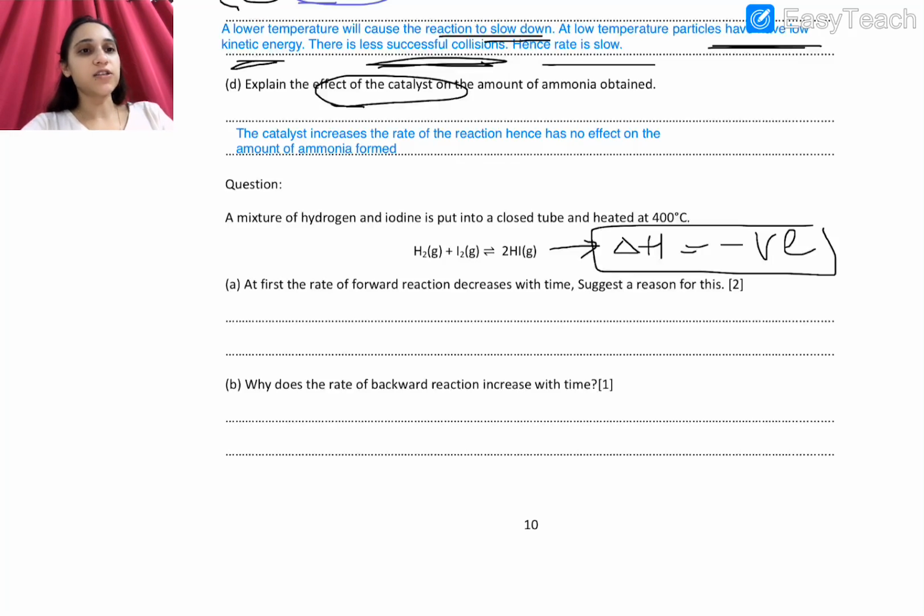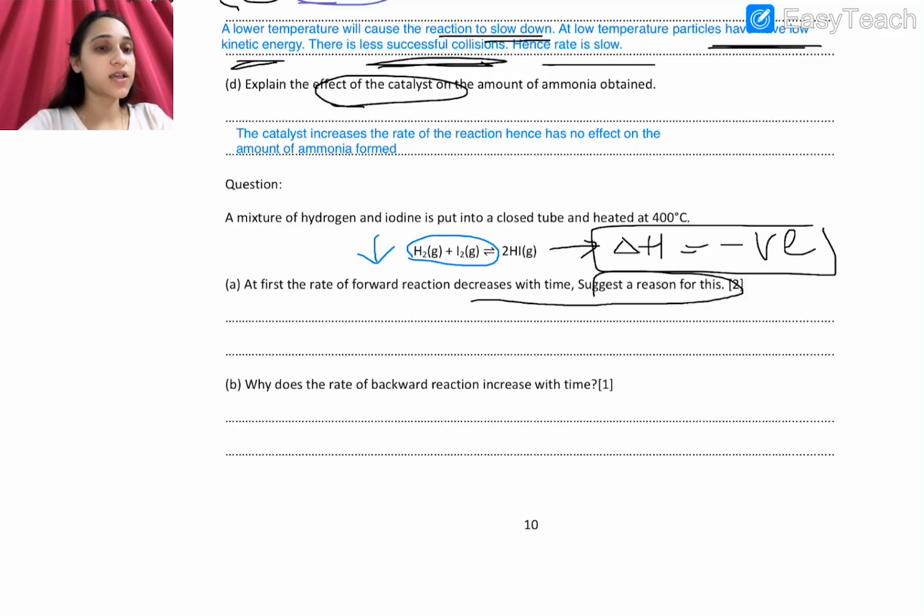So at first, the rate of forward reaction decreases with time. Suggest a reason for this. As the reaction starts, you have the reactants over here. The reactants are being used up at first. So as they're being used up, the concentration of reactants will decrease.